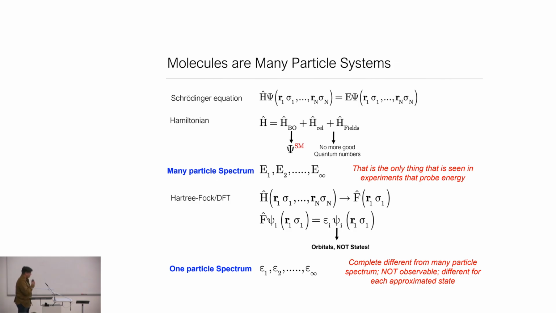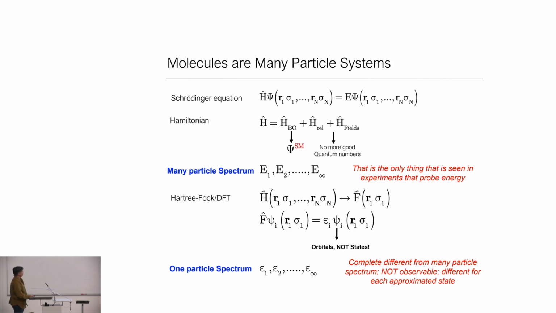Now compare that to what you get in, say, Hartree-Fock or DFT, what Dimitrios has told you about, where you replace that many-particle Hamiltonian by an effective one-particle Hamiltonian, the Fock operator or the Kohn-Sham operator, that is only operating at the coordinates of one electron at a time. And that operator also has a certain spectrum, yeah? And that spectrum is the spectrum of one-particle energies, and these are orbital energies.